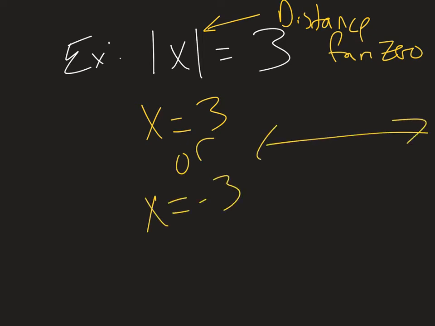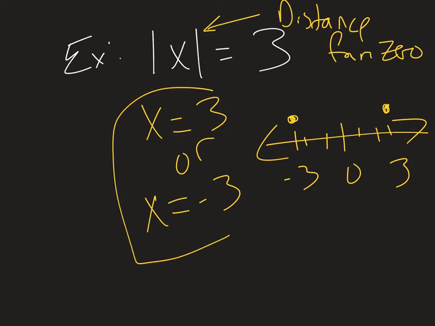Because if I think about it on a number line, if I'm 3 away from 0, that could be here at negative 3, or, as we usually think, with the positive side, positive 3. And this would just be kind of the guiding thought, is that we're looking at distance from 0. I don't know if it's positive or negative.